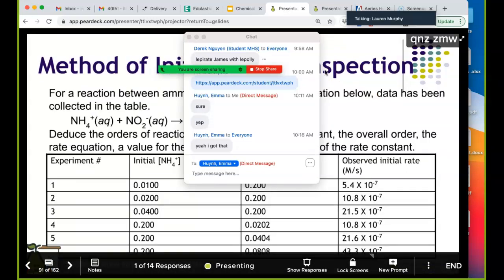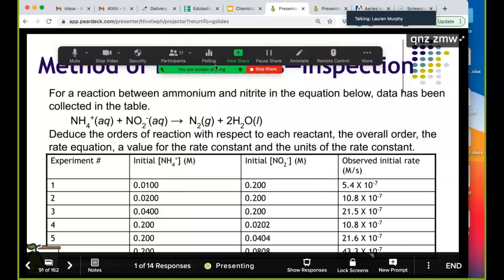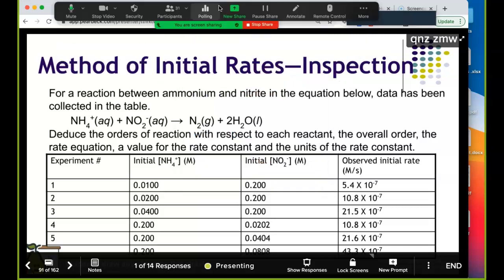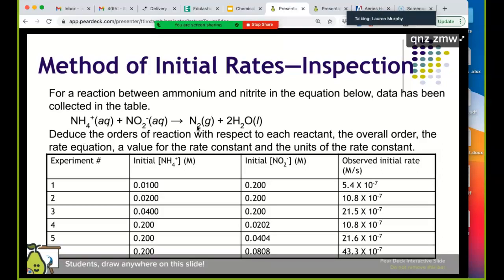All right. So here's a new reaction, as we had just kind of mentioned. Ammonium and nitrite making nitrogen gas and water. It asks you to deduce, which means figure out, determine the order of the reaction with respect to each reactant, the overall order, so you add those together, the rate equation or the rate law, same thing, and then solve for K.